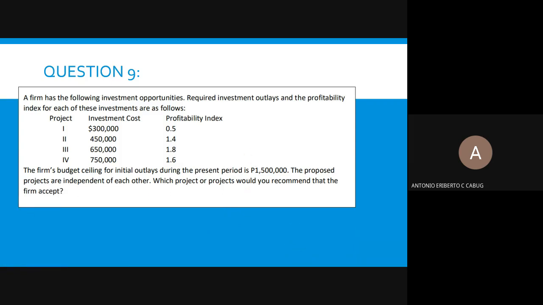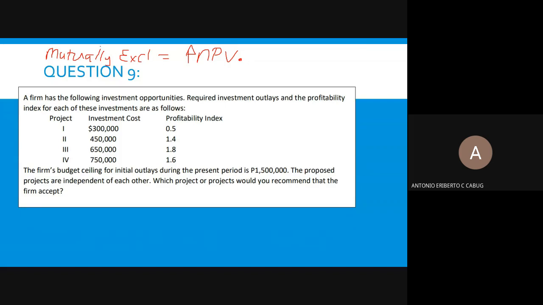Okay. Which project or projects would you recommend that the firm accept? If you can only select one of them, the case is called mutually exclusive projects. Kapag mutually exclusive yung mga projects, you choose the project with the highest net present value. Why? The project with the highest net present value will give you the most shareholders value. Remember that in corporate finance, our goal is to maximize shareholders' wealth.